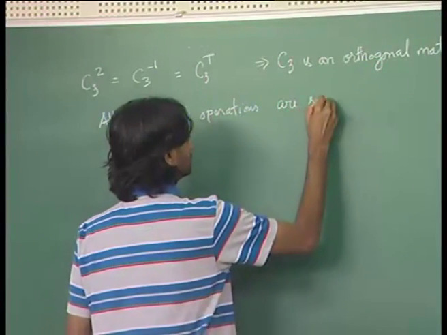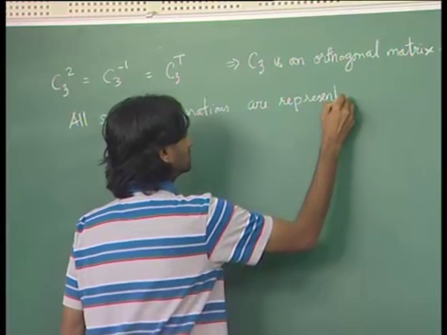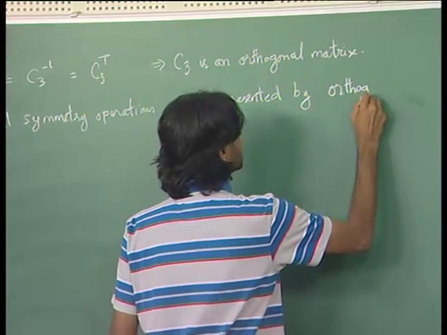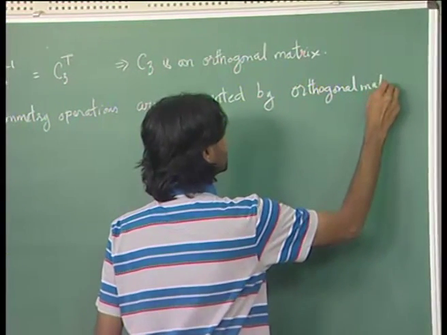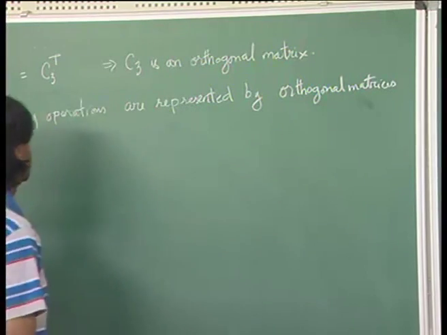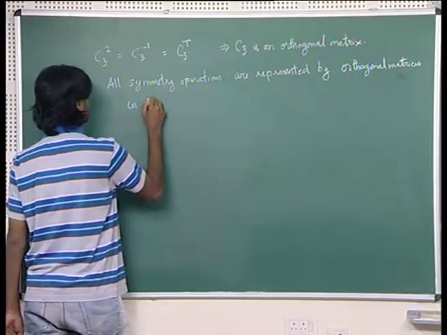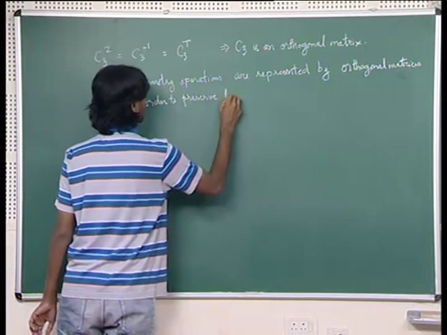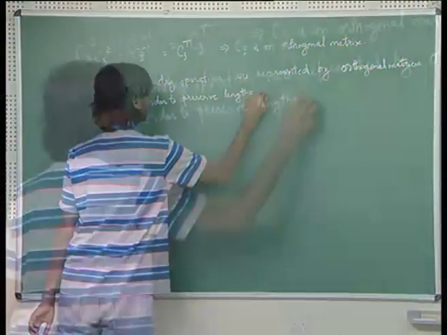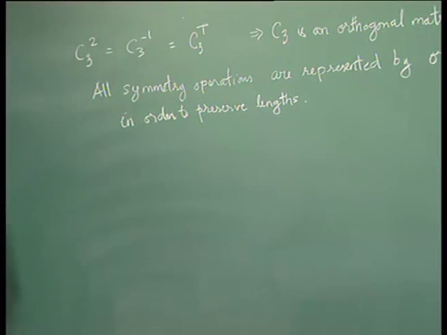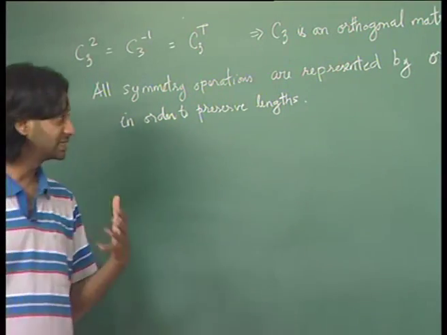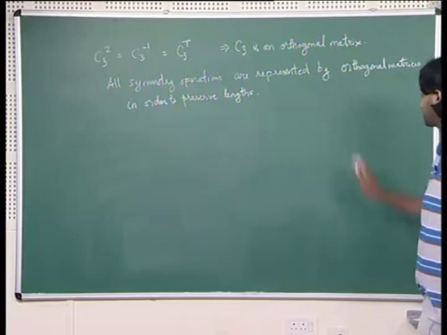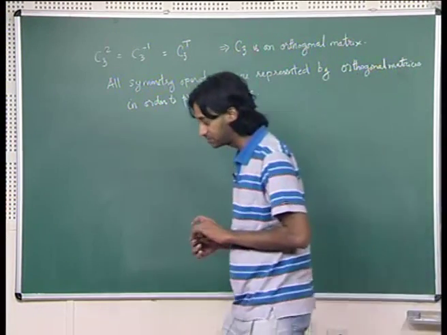are represented by orthogonal matrices in order to preserve lengths. Okay, so this is a feature of all the matrix representations of symmetry operations. So, all symmetry operations are represented by orthogonal matrices in order to preserve lengths.